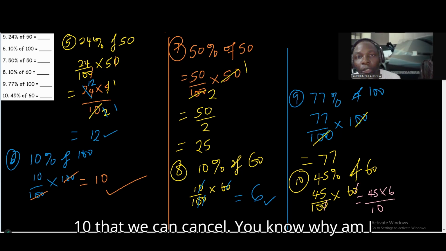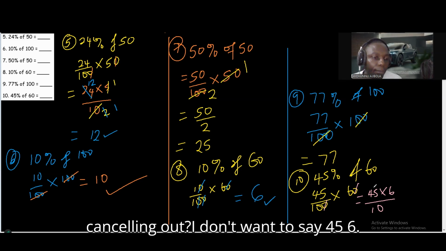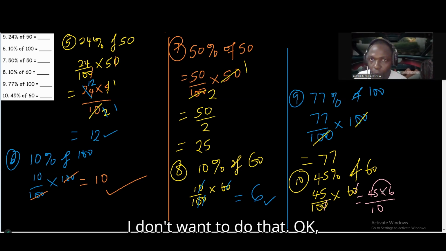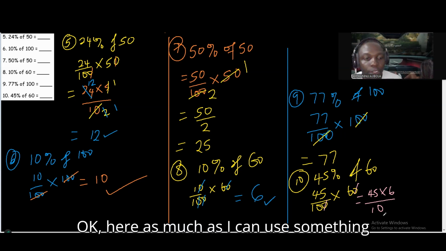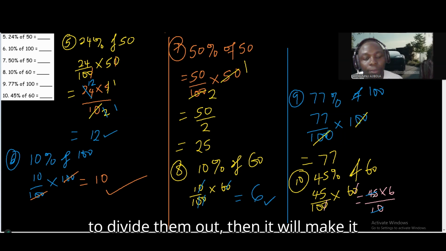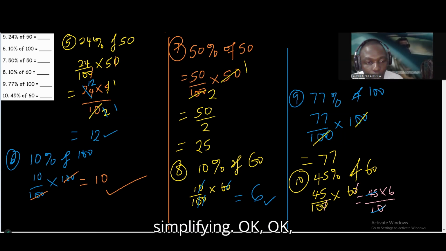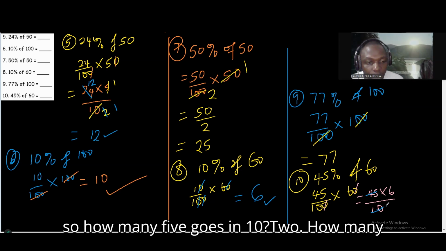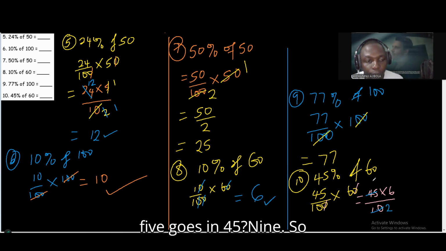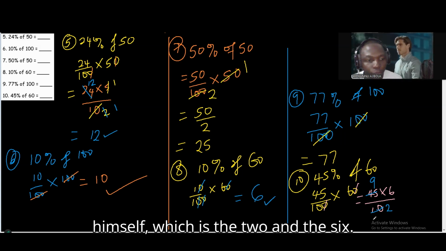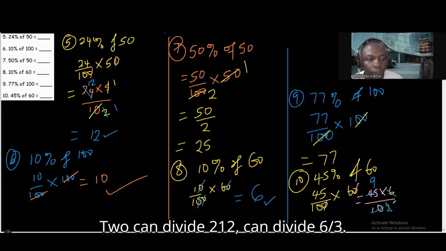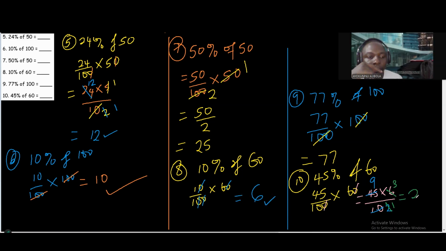Then we can cancel. Why am I canceling out? I don't want to do 45 times 6. In as much as I can use something to divide them out, it will make it simpler for me. That is called simplifying. So how many 5 goes in 10? 2. How many 5 goes in 45? 9. So I still have something that can divide, which is the 2 and the 6. 2 can divide 2, 1. 2 can divide 6, 3. So what's the final answer?